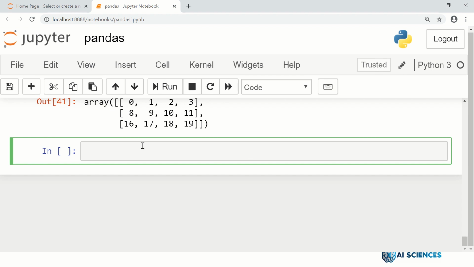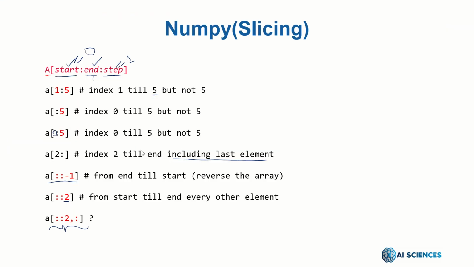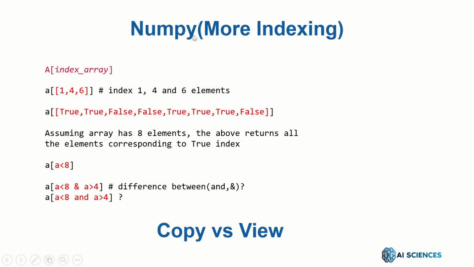So yeah, that's about indexing or slicing in NumPy. We can have more examples, but I guess the purpose is served. Next, we talk about indexing in NumPy that is sometimes called fancy indexing or masking.